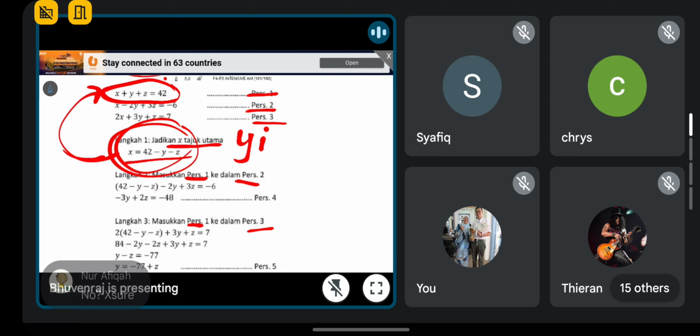Kamu akan dapat jawapan iaitu 42 sama dengan 42. You will get the answer 42 equals to 42. Yang ni apa jenis penyelesaian guys? Can you tell me? What type of solution is this? 42 equal to 42. Tadi kita lihat. What is the name for this type of solution? Yes, very good Afika. No solution.